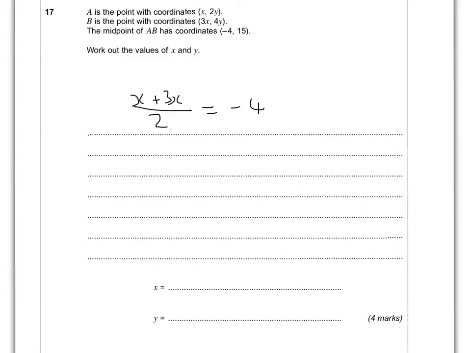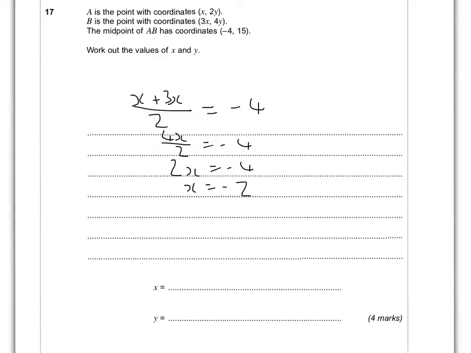Before I think about the y coordinates, let's just follow that through a little bit. That can be tidied up. I'll tidy up the top line first of all by saying that's 4x over 2 equals -4. That's actually just 2x equals -4, and I get an answer of x equals -2. Because in going from here to here, I needed to divide by 2 to get x by itself, so I divided this value by 2. So I know that my x coordinate is -2.